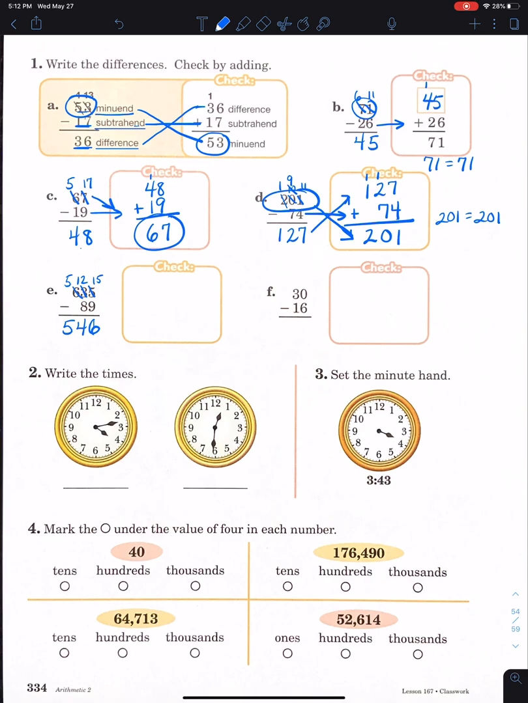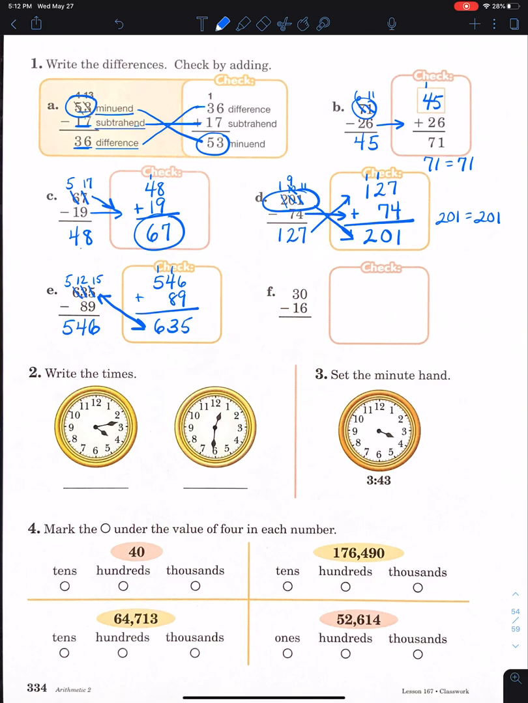And now we check. 546 plus the subtrahend of 89. 6 plus 9 equals 15, carry the 1. 5 plus 8 is 13, carry the 1. 635, did we get it right? We sure did. 635 equals 635.